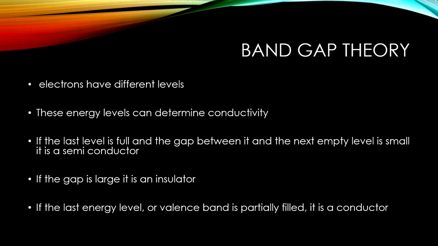Band gap theory, or electron band gaps. This shows that electrons have different energy levels. These energy levels determine the conductivity. If the last energy level is full, that means it is more likely to be a resistor. However, if the band gap, which is the gap between two energy levels or how much energy is needed for an electron to reach the next band, is small, it may be a semiconductor. A large gap makes an insulator or a resistor, and an unfilled band means that it is going to be a conductor due to the electrons being able to flow naturally.